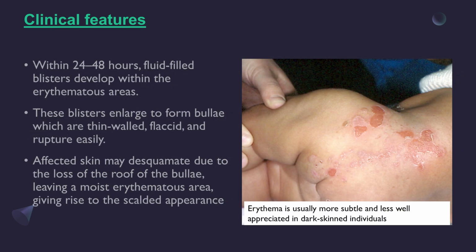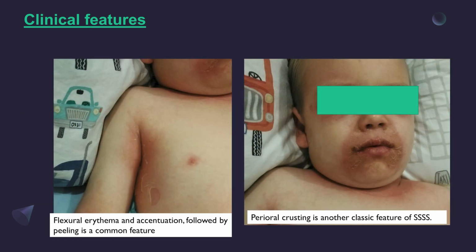So within 24 to 48 hours, we'll start to get fluid-filled blisters develop within the erythematous areas. The blisters enlarge, form bullae, which are thin-walled, flaccid, and rupture easily. Okay? And the affected skin may then start to desquamate due to the loss of the roof of the bullae, leaving a moist erythematous area, giving rise to that scalded, that burnt skin appearance, hence the name of this. Okay, so there you go. Okay, that's right. You have the flexural accentuation and around the mouth, perioral crusting.